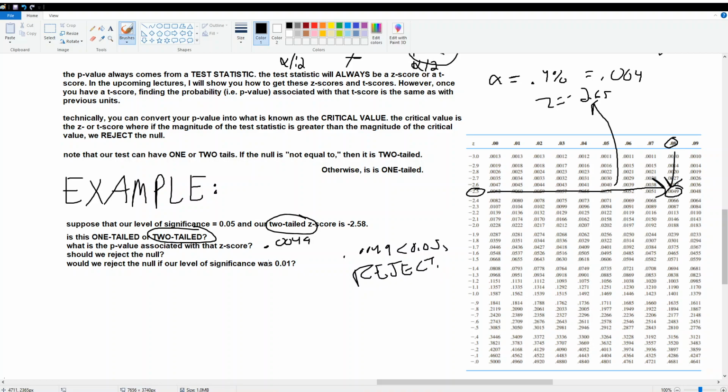Now, let's suppose our level of significance was 0.01. Would we still reject? The answer is yes, because 0.0049 is still less than 0.01. So we see we have a really strong p-value here. And we'll get into some really concrete examples of this in the upcoming lectures. But this is meant to explain some concepts of it.